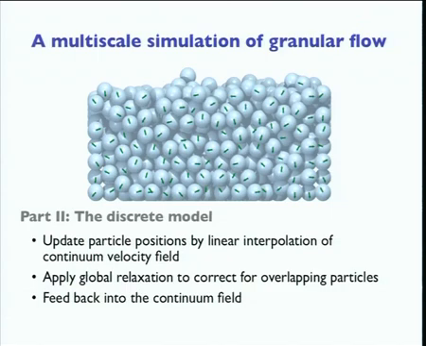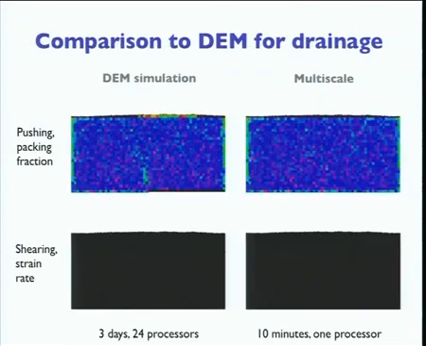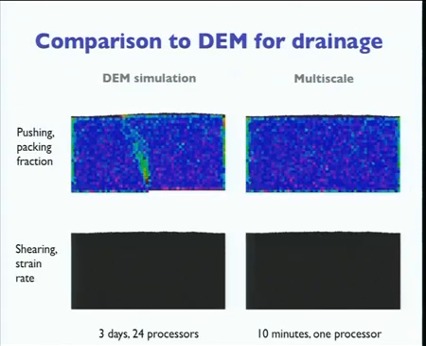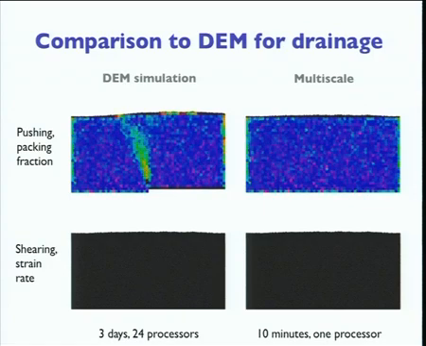And I can even feed that information back in. So if my continuum field goes this way and my relaxation points upwards, then I can update my continuum velocity to what it should have been. This basically gives you a basis for a multiscale simulation technique.